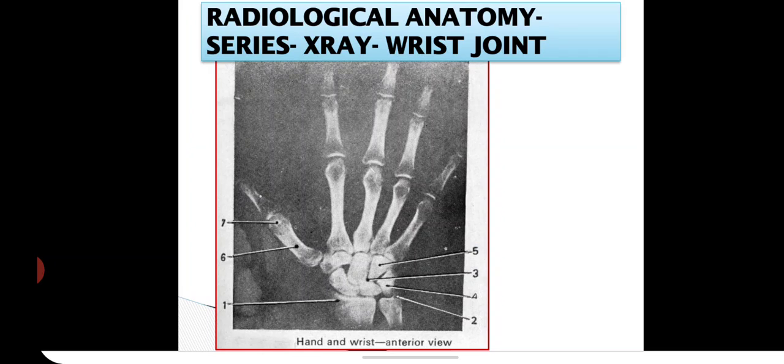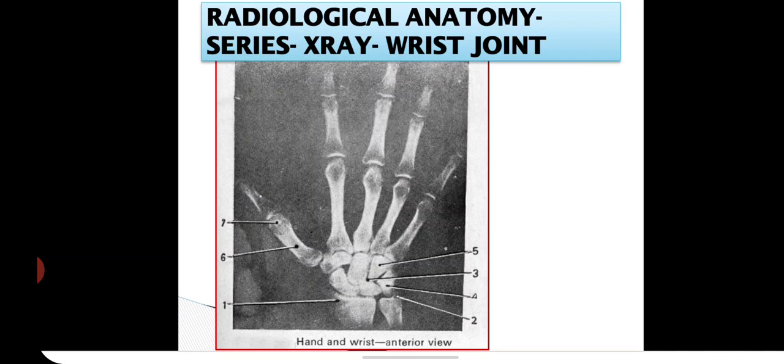So now you are seeing the X-ray of the wrist joint. So you should identify the marked anatomical parts of the joint. 1 and 2 are the lower ends of the radius and ulna, and 3, 4, 5 are the carpal bones. 6, 7 are the metacarpals.